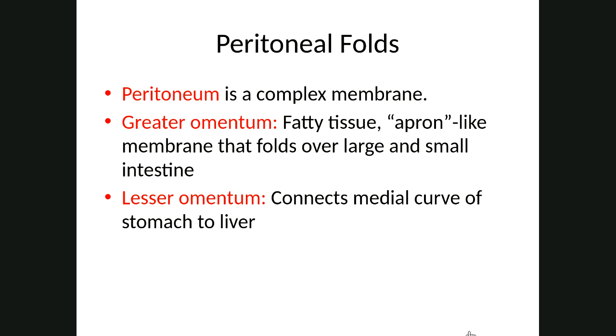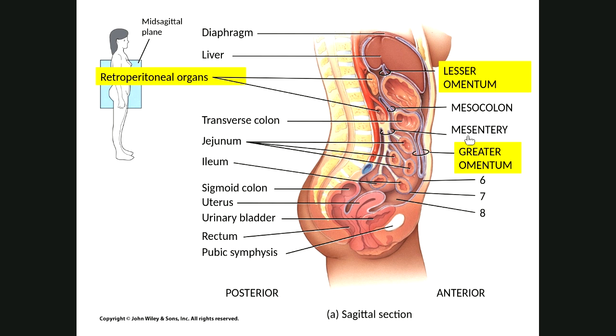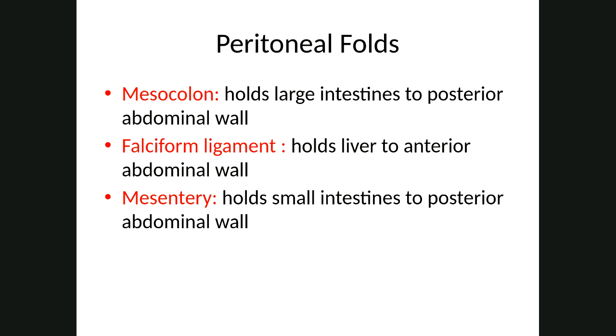So let's see what this will look like. So the lesser omentum, right here. And then the greater omentum is this large thing, like an apron. It just kind of lays on top of your large and your small intestine. Yeah? Okay. And then the folds are the mesocolon, the falciform ligament, and the mesentery.